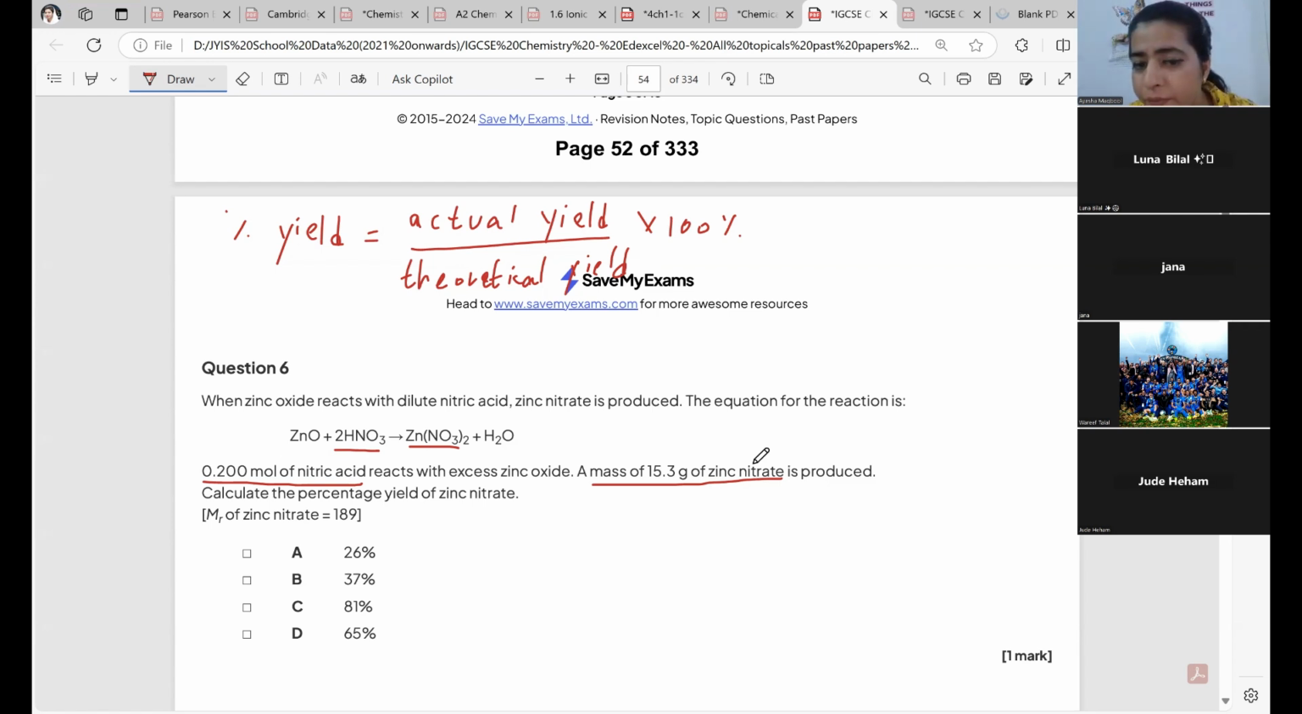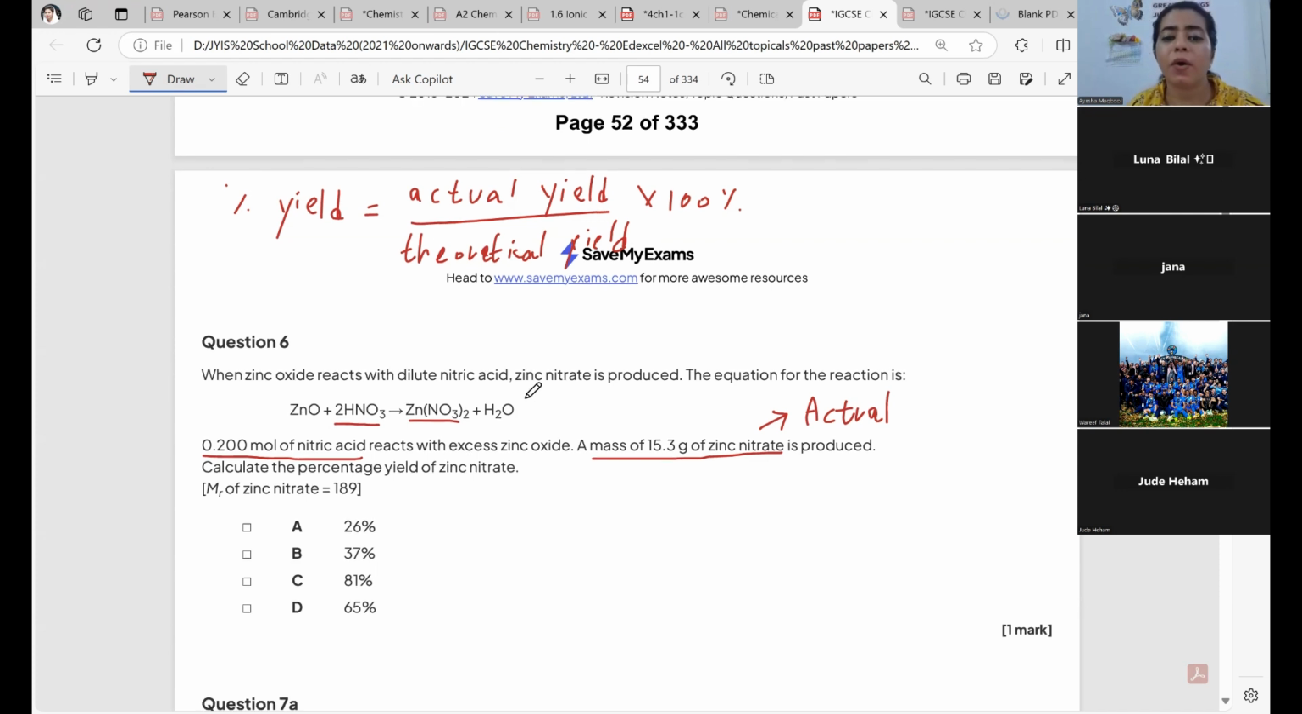Now tell me, they said if we do this reaction, 15.3 grams of zinc nitrate is actually produced. Is this value the actual yield or the theoretical yield? Actual. It is given to you, what we basically got from the experiment. Is the theoretical one going to be more or less than this? More, it should be more. So we need to find the theoretical, or predicted, one. We will use the moles to get the mass of this theoretical one, and then we are going to use this formula.